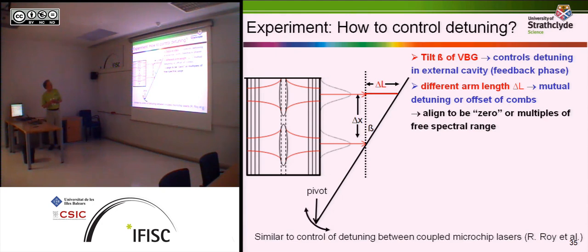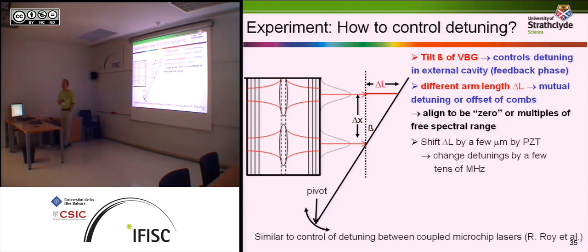In the experiment, we now have the problem of how to control the detuning. We can do that not by changing the properties of the VECSEL, that is difficult, but by changing the properties of the external cavity. So we tilt just a little bit the volume Bragg grating on a pivot, which is actually very far out down here. That changes the external cavity length, and you can think of it as changing the feedback phase in the model. Both solitons will change their frequency in response to this change of external cavity length, but due to the fact that they are at different distances to the pivot, they will change their frequencies at slightly different rates. And by that we can compensate and control their detuning.